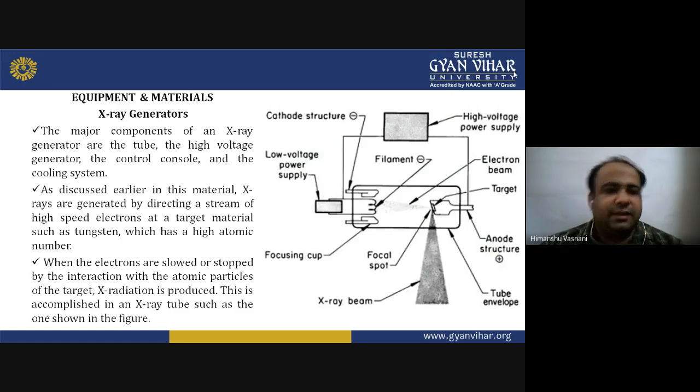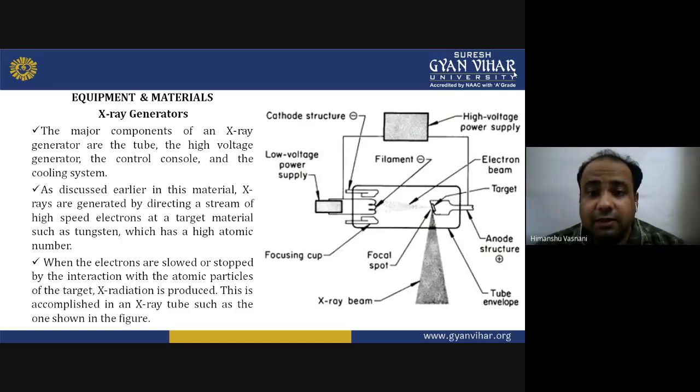The major components of an X-ray generator are the tube, the high voltage generator, the control console, and the cooling system. I repeat, the major components of an X-ray generator are the tube, the high voltage generator, the control console, and the cooling system.